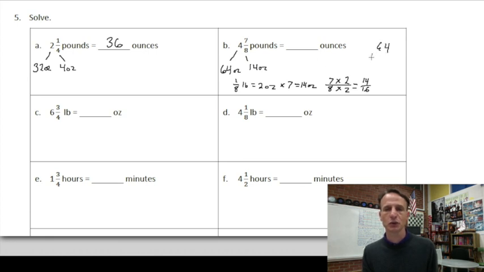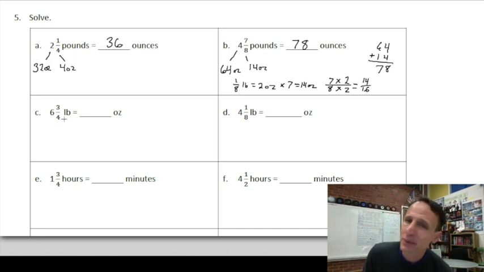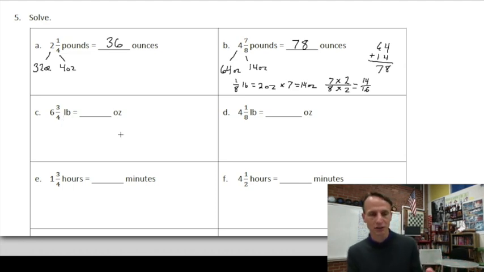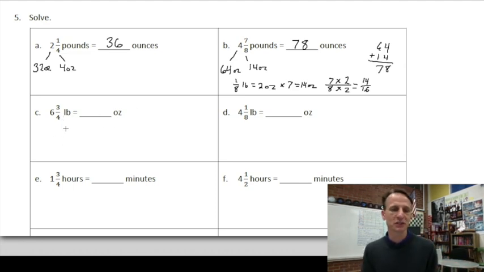Now we just have to put together the 64 and the 14. So 64 plus 14. You might be able to do it in your head, but I'll write it out. 4 and 4 are 8. 6 and 1 are 7. So 4 and 7/8 pounds equals 78 ounces. Great. Notice here they're doing pounds and ounces again, but they switched to the abbreviations. Remember libra and onza, the Latin and Italian words for pound and ounce?